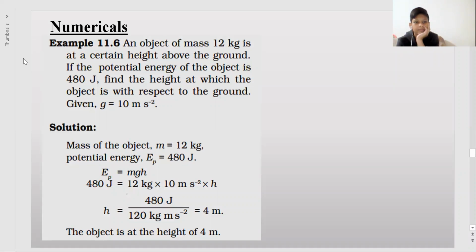Yes, sir. Okay. Understood, all of you? Yes, sir. How do we solve this numerical? Yes, sir.